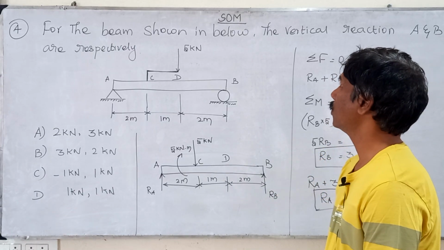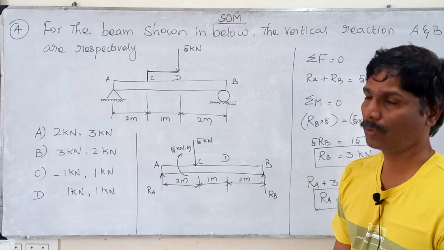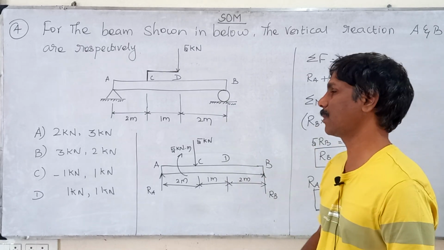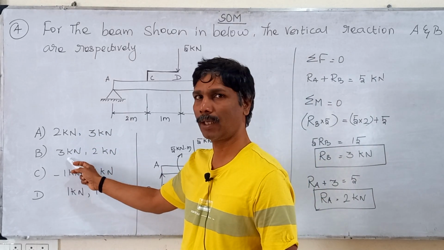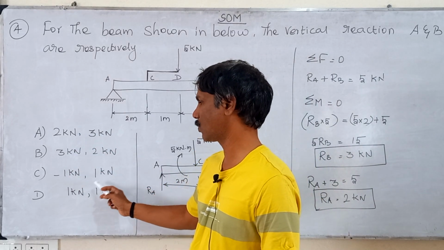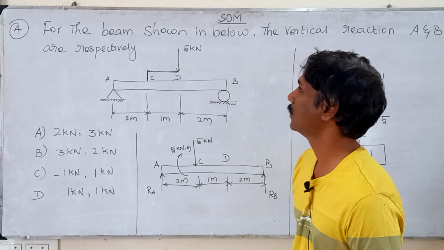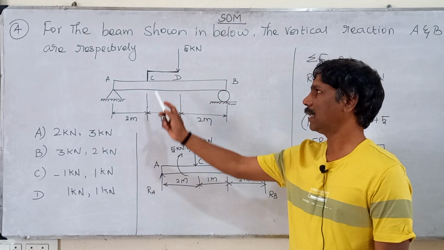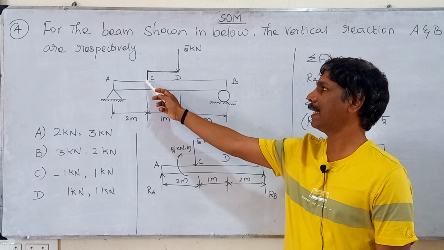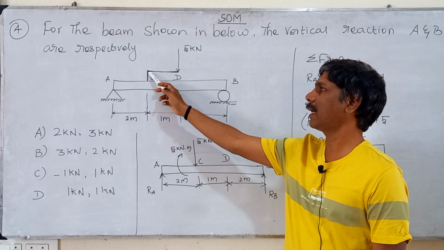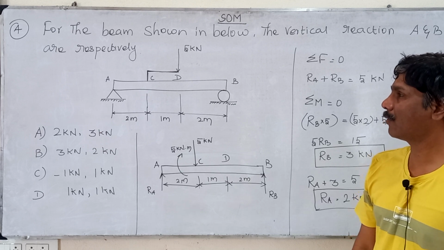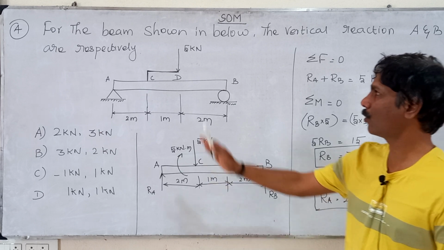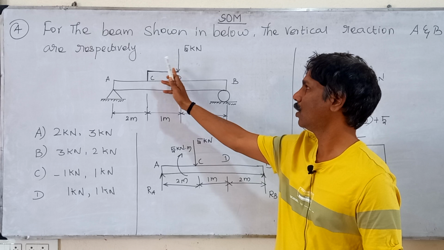For the beam shown below, the vertical reactions at A and B are respectively, that is the question. We have to find the vertical reactions. The options are 2 kN, 3 kN; 3 kN, 2 kN; minus 1, plus 1; 1. The load is given in an L shape. So the beam is there and another attachment is L shaped. So we have to transform this load to the C part.